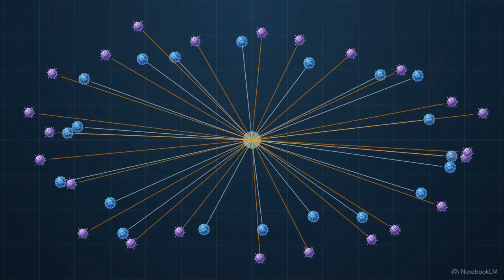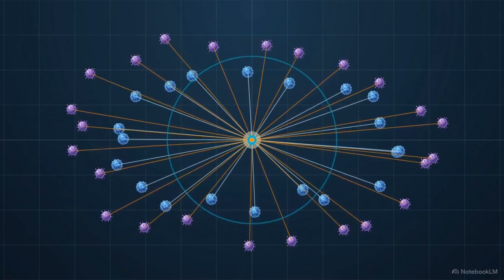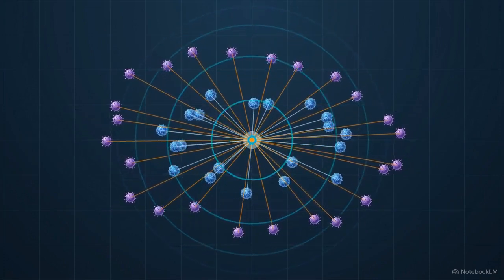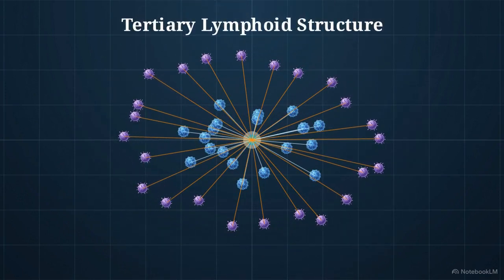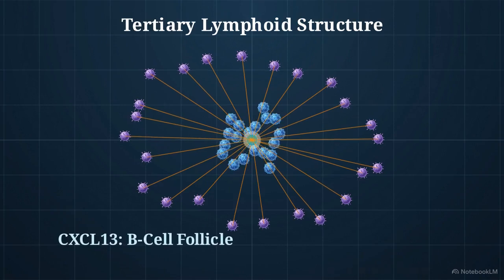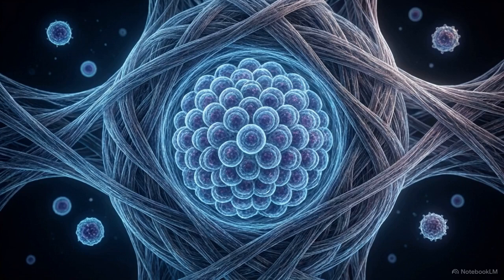The chemokines haul lymphocytes into tight physical formations, constructing tertiary lymphoid structures within the tissue matrix. These structures are highly organized. CXCL13 pulls B cells together to form a dense inner follicle, while CCL19 recruits a distinct outer ring of T cells. The stroma has built ectopic germinal centers inside the gland. This architecture provides a permanent, fortified base of operations for chronic autoimmunity.